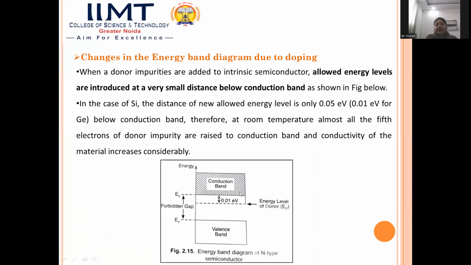Therefore, at room temperature, almost all the electrons of the donor atoms are raised to the conduction band, and the conductivity of the material will increase considerably. So that is how, by addition of a pentavalent impurity, the conductivity of a pure semiconductor material is enhanced.